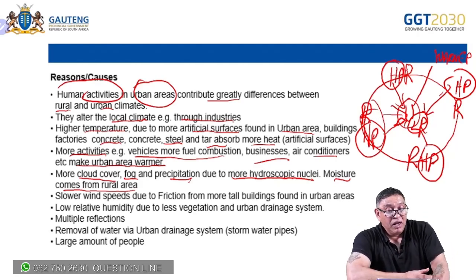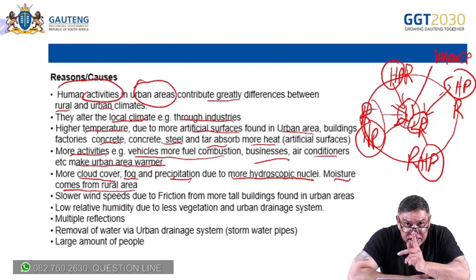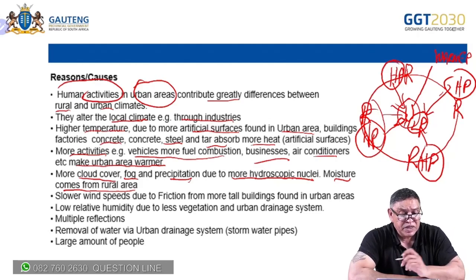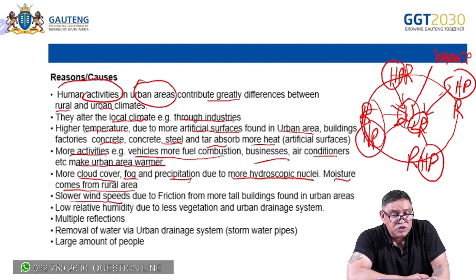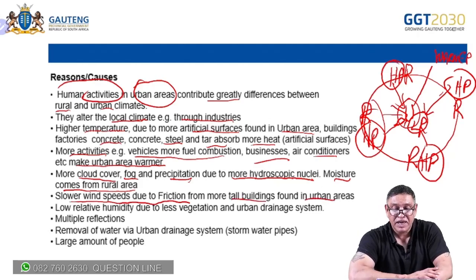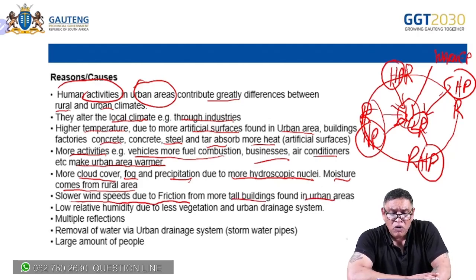Okay. Also, another factor that could affect this is the slower wind speeds due to friction from tall buildings found in the urban areas. And I'm going to draw some tall buildings here. I'm so impressed with my drawings now. I'm going to draw more for you.